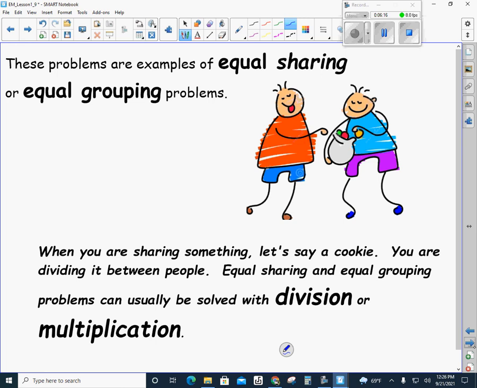When you're sharing something, let's say a cookie, what are you doing with that cookie when you're sharing it? You're probably dividing it up between people. Equal sharing and equal grouping problems can usually be solved with division or turning it around and thinking multiplication. And we'll talk more about that here in just a little bit.